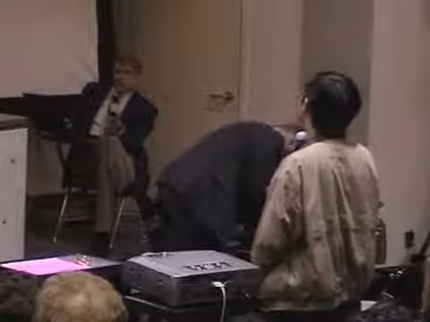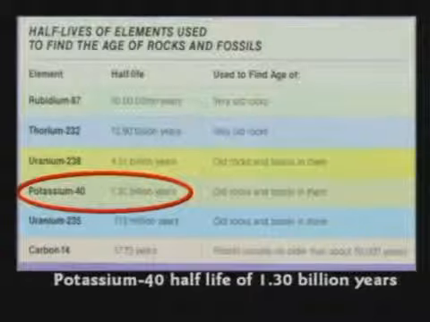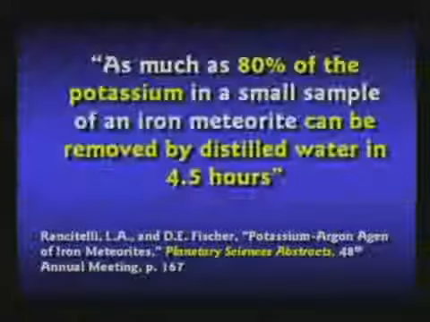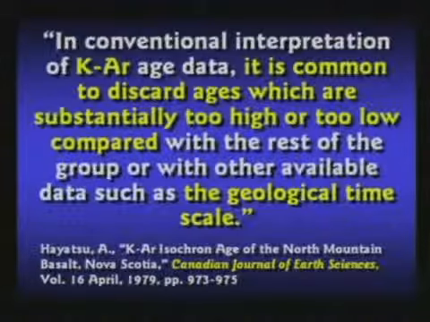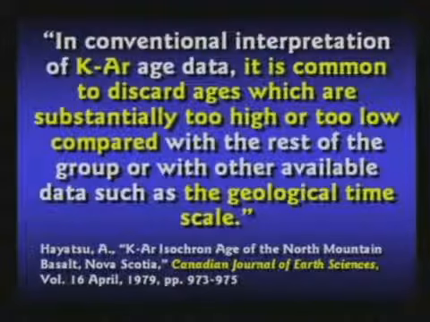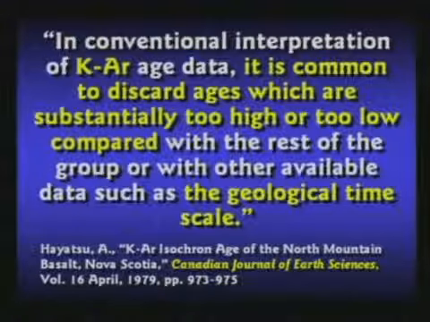You can look at any textbook. I'll show you here. Potassium decays at a pretty slow rate. 1.3 billion years is considered the half-life of potassium to argon. Okay? About 80% of potassium in a small sample of iron can be removed by distilled water in 4.5 hours. So, in conventional interpretation of potassium-argon age data, it's common to discard ages which are substantially too high or too low compared with the rest of the group or with other available data such as the geologic timescale. There's my point. It has to be based on the geologic timescale.